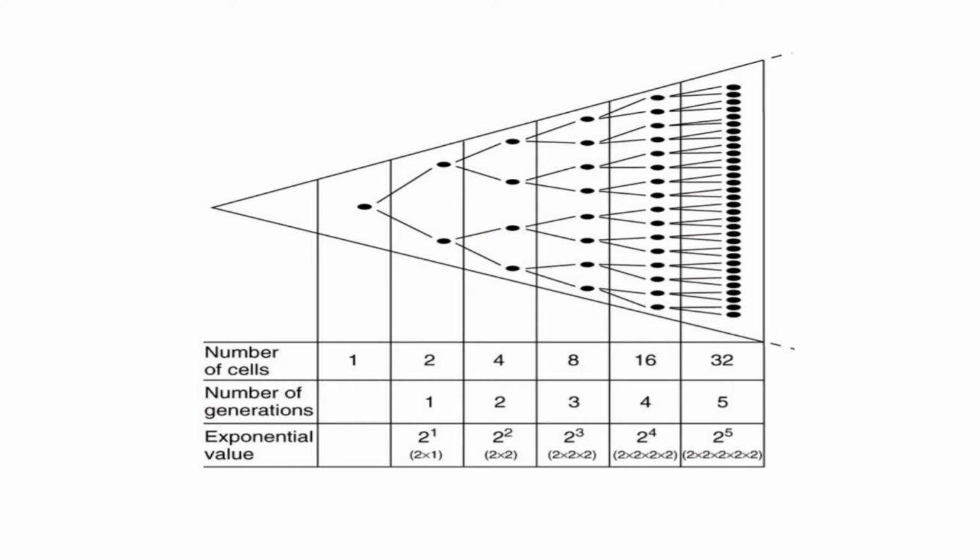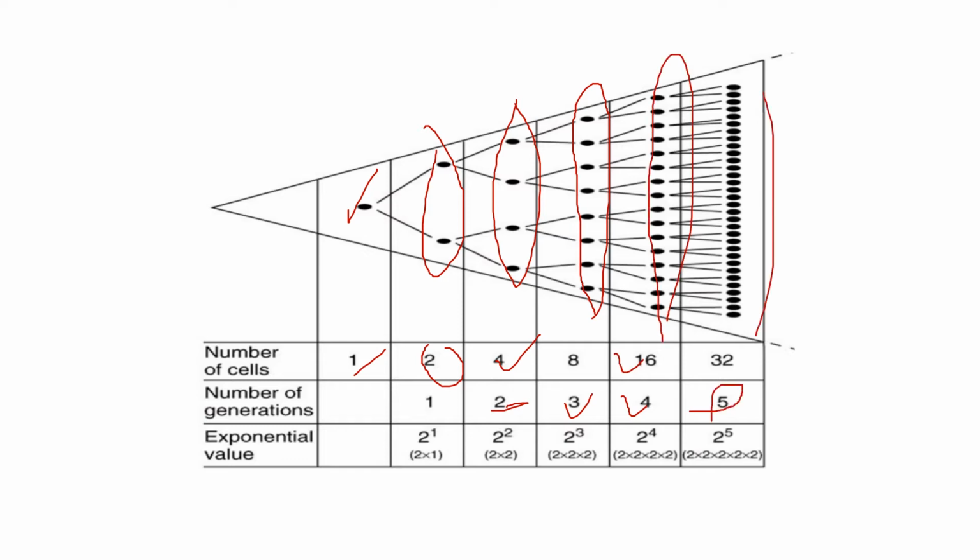This picture clearly shows how the number would increase after each generation. This is showing the number of cells, and here the number of bacterial cells is 1. After one generation, the number of bacterial cells is 2. After 2 generations, it is 4. After 3 generations, it is 8. After 4, it is 16. And after the 5th generation, the number of bacterial cells is 32.